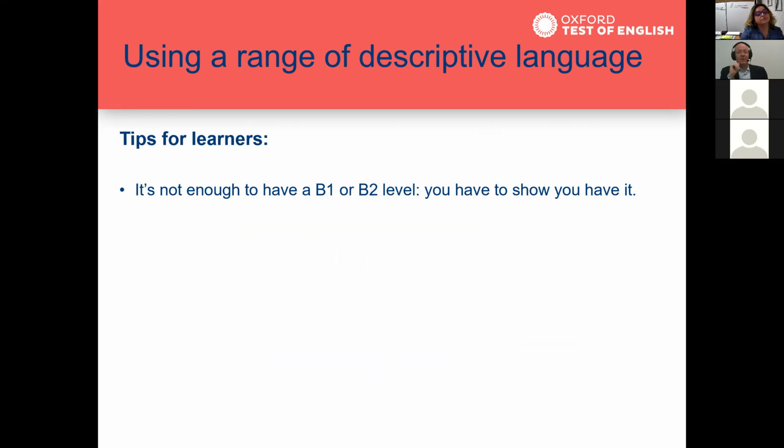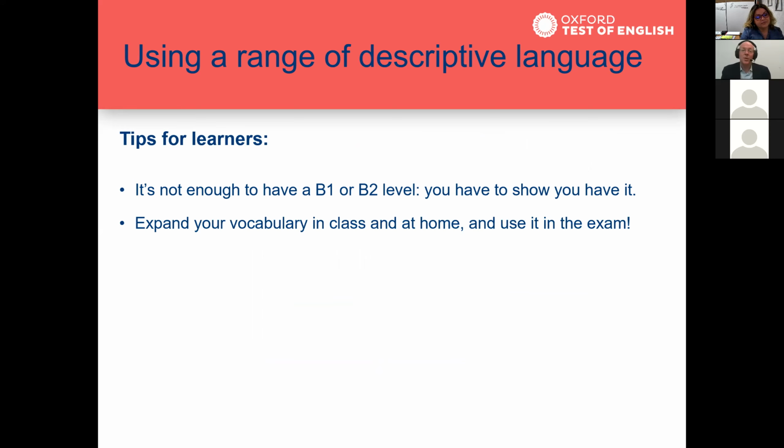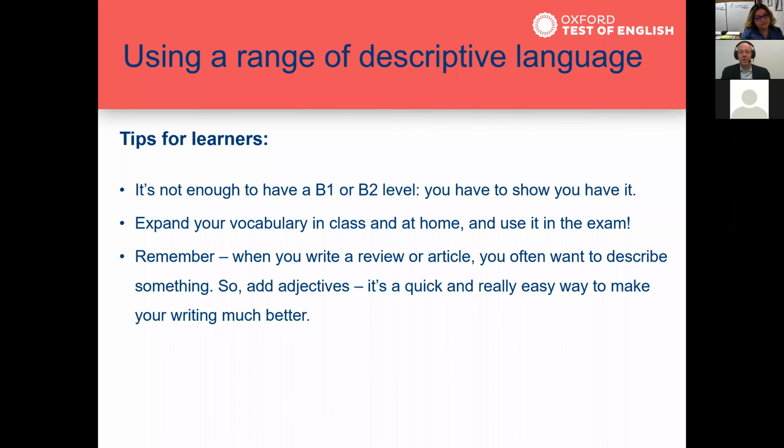It's not enough to have a B1 or a B2 level. You have to show that you have that level. The examiners don't know you. Okay? Maricel and your teachers know you. Okay, they know that you've got a B2 level, but you have to show in the exam that you have a B2 level. So try to expand your vocabulary in class, at home, and use that vocabulary in the exam. And when you're writing something creative, you're often describing something. So use adjectives. It's a very simple way of making your writing so much better.